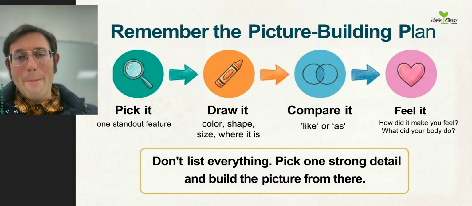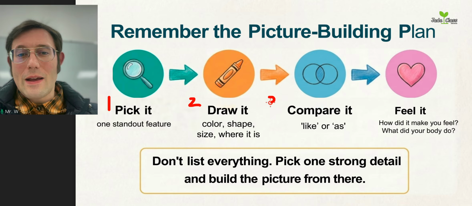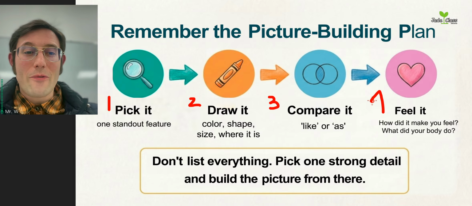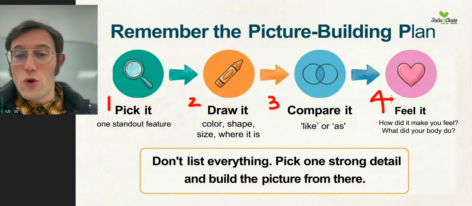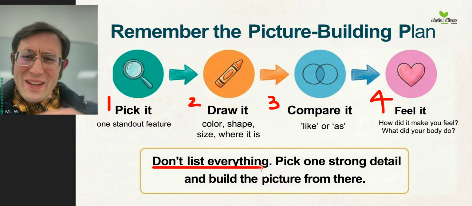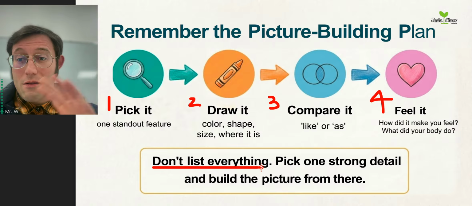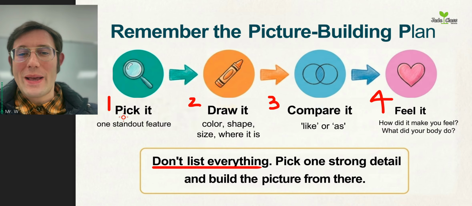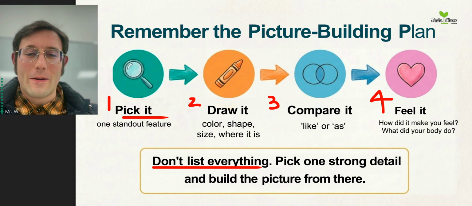Okay, so remember our picture building plan here. Pick it, that's number 1. Number 2, draw it. Number 3, compare it, using like or as. And number 4, feel it. How did it make you feel? What did your body do? Remember, don't list everything. Don't say like big ears, big nose, brown hair. No. Focus on one standout feature. You got to pick it first and then build your picture from there.